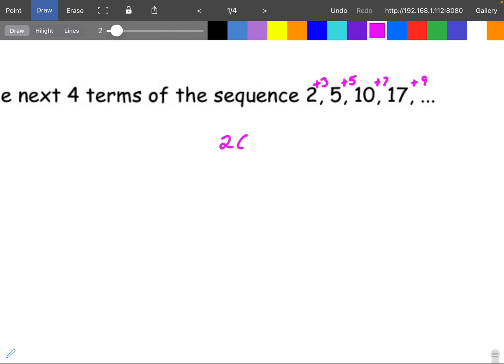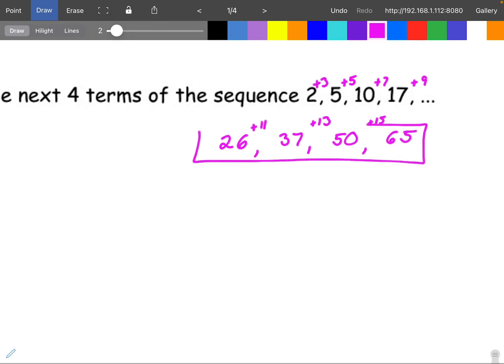And so 17 plus 9 is going to give us 26. Then we would be adding 11, so adding 2 more. So 26 plus 11 would be 37. Then we would be adding 2 more, which is 13. So 37 plus 13 would give me 50. And then adding 2 more would be adding 15. So 50 plus 15 is 65. So those would be the next four terms in our sequence.